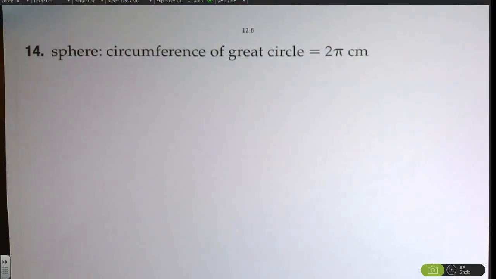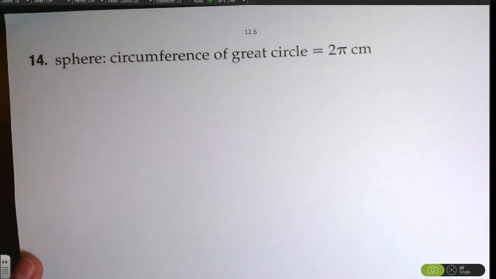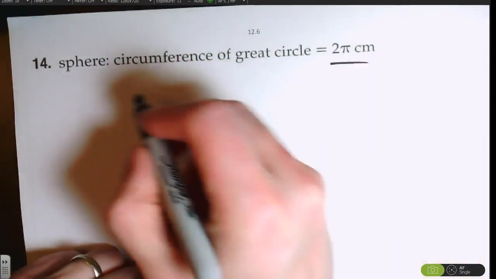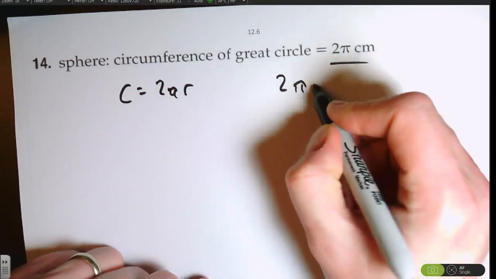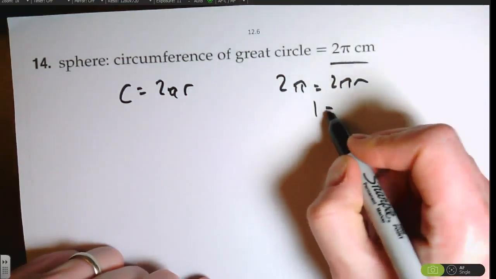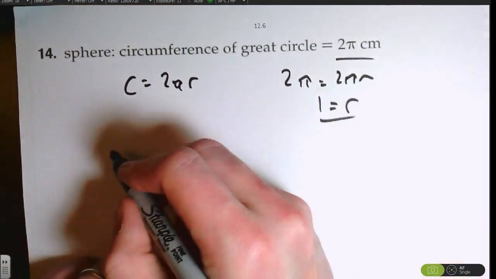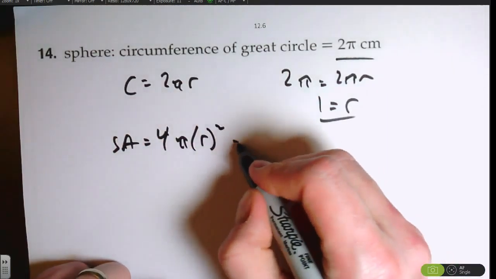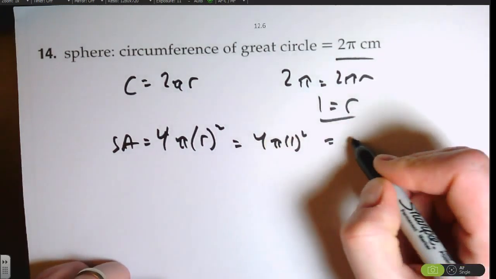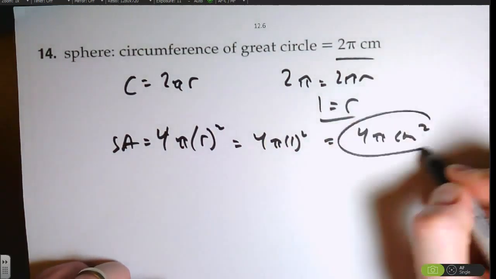Okay, so here's some extra examples for section 12.6, spheres and surface area and volumes. This first one is a surface area of a sphere, and they've got the great circle circumference is 2 pi. Well, circumference is 2 pi r, so 2 pi equals 2 pi r. That means the radius is 1 when you divide by 2 pi. So surface area is 4 pi r squared, 4 pi times 1 squared, so it's simply 4 pi centimeters squared.